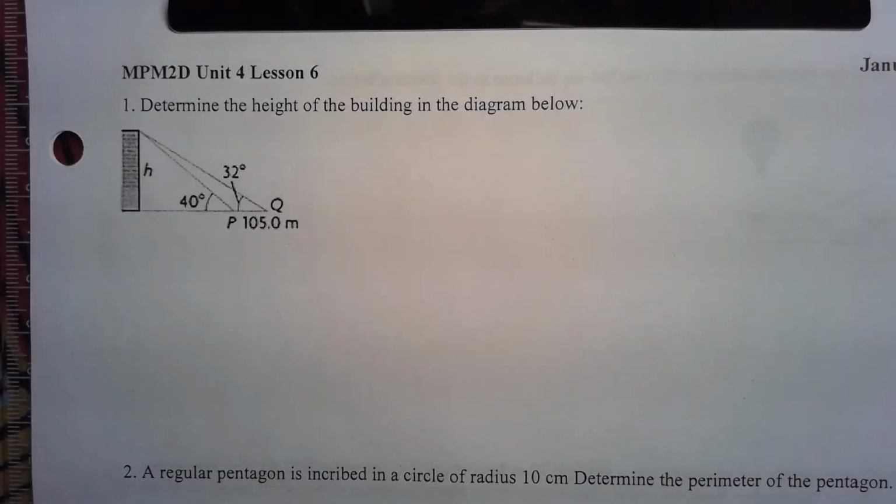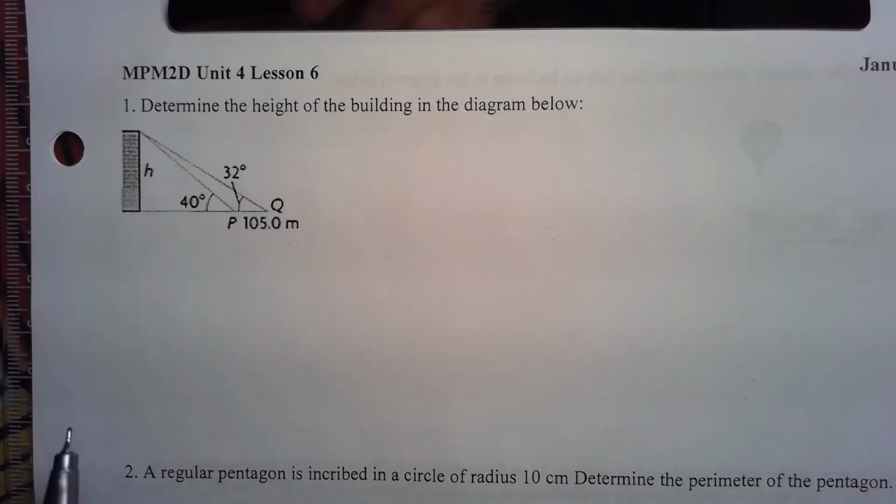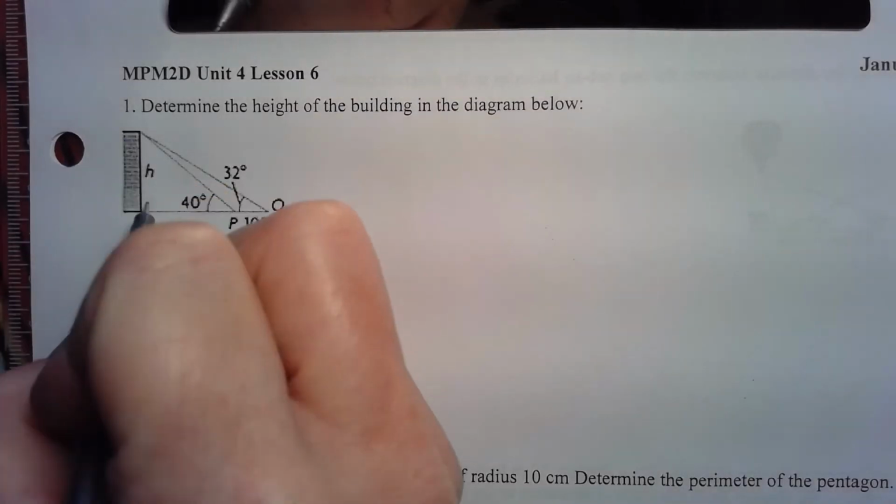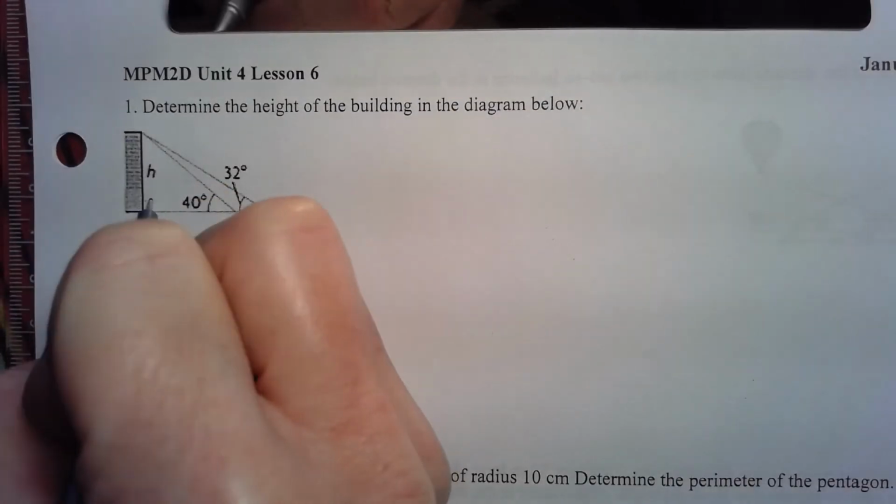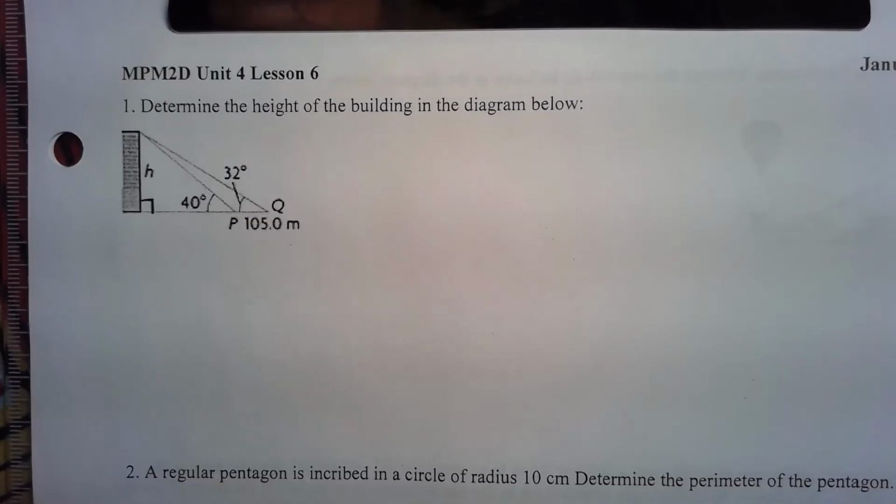All right, Tens, just thought I would make some videos on the lessons, given that I wasn't actually in class on Friday. So the first question is determine the height of the building in the diagram below. So we have a building right here. It's typically vertical, so we can assume that we have a right angle here.